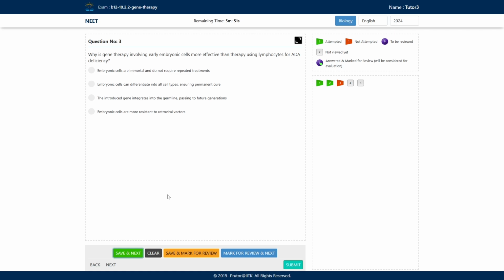And four, the embryonic cells are more resistant to retroviral vectors. So, embryonic cells are what? They are immortal and do not require repeated treatment. That is the reason why we are using this. And save and next.